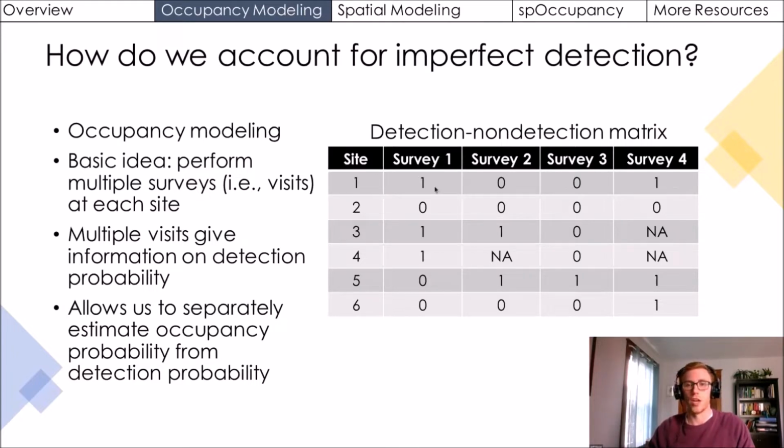Okay, and each cell in the matrix denotes whether or not you observed your species of interest at that site during that given survey. One thing I will note here is that you can, of course, have situations where you're missing some surveys at a given site, and that's totally fine in an occupancy modeling framework. You can have missing data in your modeling framework.